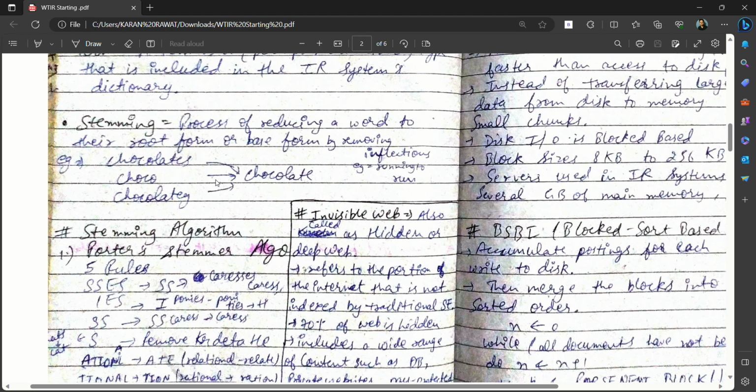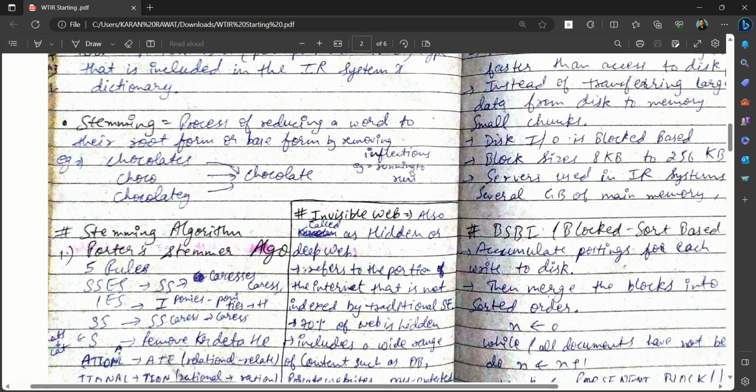And here we are removing the inflections. You can see another example I have mentioned here: running to run. Here we have running, and we are converting it into its base form, that is run. Basically running definitely arises from run.